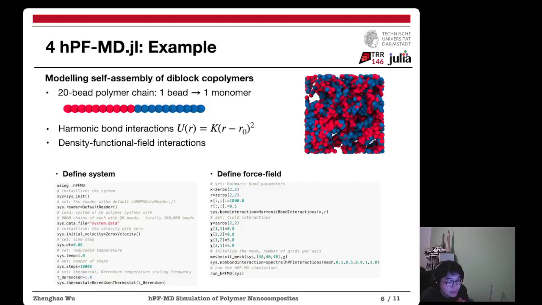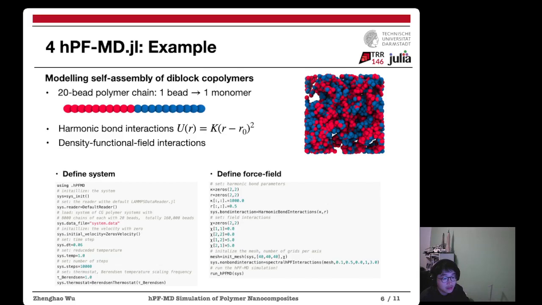Now let's take a look at an example simulation run by hPF-MD.jl to model self-assembly of diblock copolymers. In this system, we create 220-bead polymer chains. Here is the single chain structure. The blue and red beads represent two different types of polymer monomers. These monomers are connected by harmonic bonds with parameters shown below. The non-bonded interactions are computed through the density functional field, with the two types of beads having strong repulsive interactions.